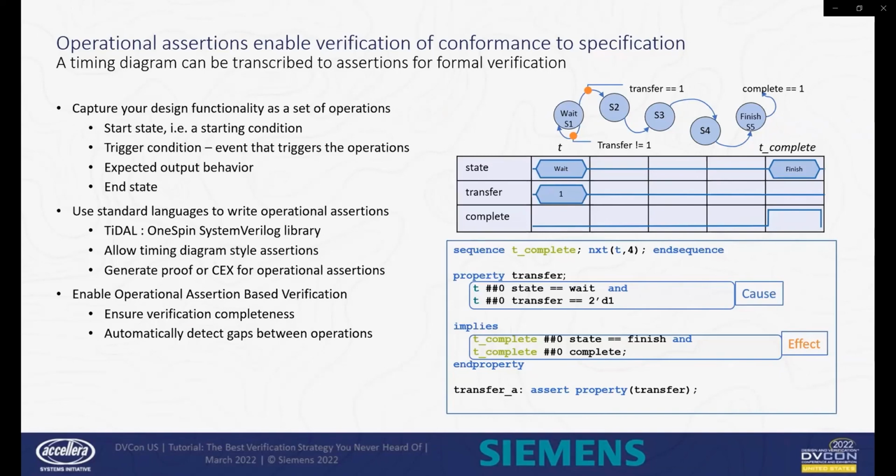In order to detect verification gaps or achieve complete verification, all the operations of the design need to be captured and verified. In addition, the sequencing of the operations is also verified. This forms the basis of the OneSpin operational ABV methodology, which is also known as gap-free verification, that we'll discuss in a couple of slides.